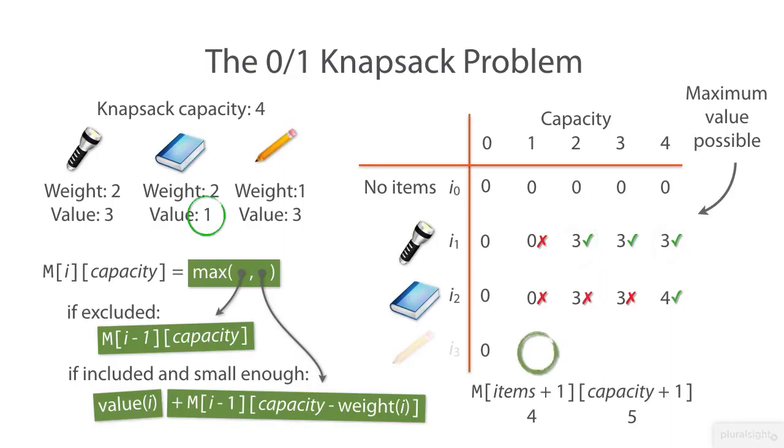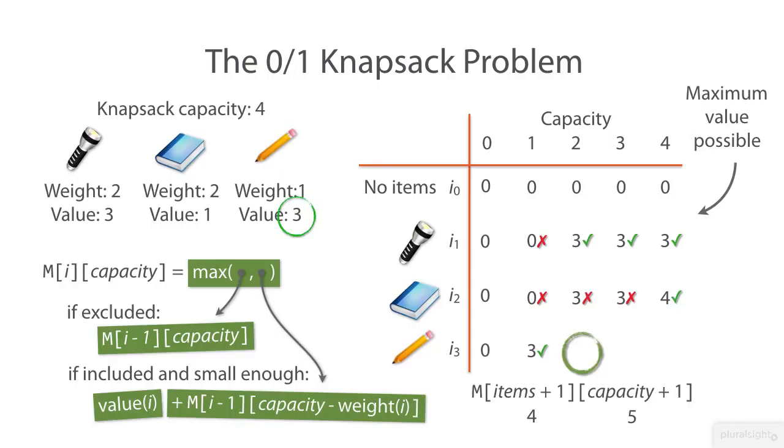The last row represents the subproblems where we also consider the pencil. We start with the subproblem where the knapsack capacity is 1. Either we do not include the pencil, in which case the maximum possible value can be found in the problem solved above, or we do include the pencil, which has a weight of only 1, and in this case we would have the pencil's value of 3 plus the maximum possible value of the remaining capacity. The maximum of these two cases is 3, so we write that and mark that we do include the book.